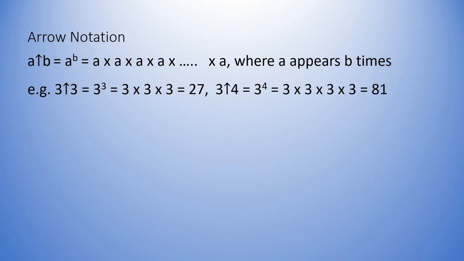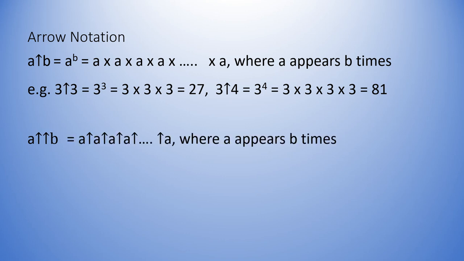3 up 4 would be 3 to the power 4. 3 times 3 times 3 times 3, the 3 is appearing 4 times, we get 81. So quite straightforward for single up arrows. We can extend the notation, though, to be up up. A up up B is A up A, etc., where the A is appearing B times.